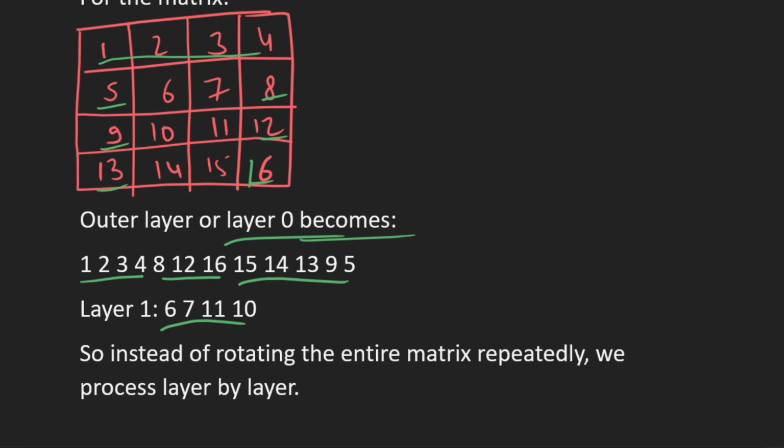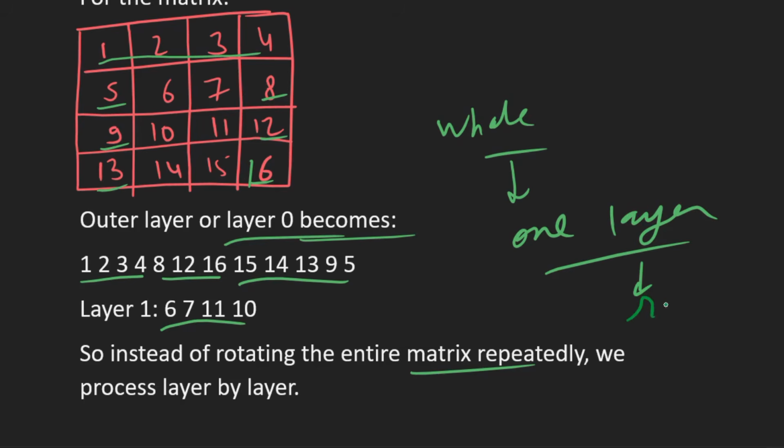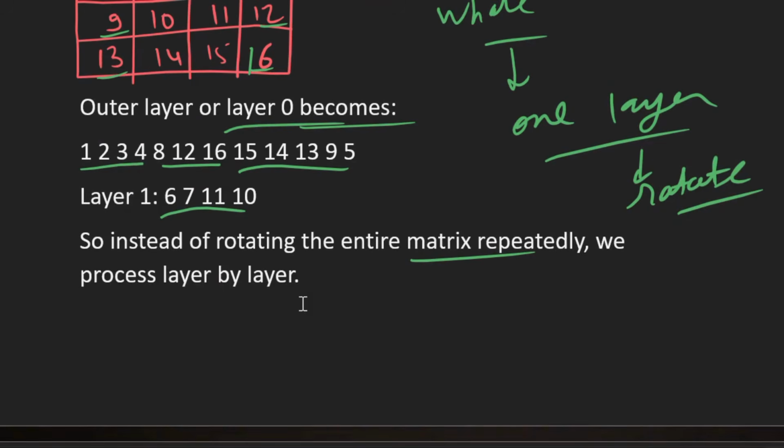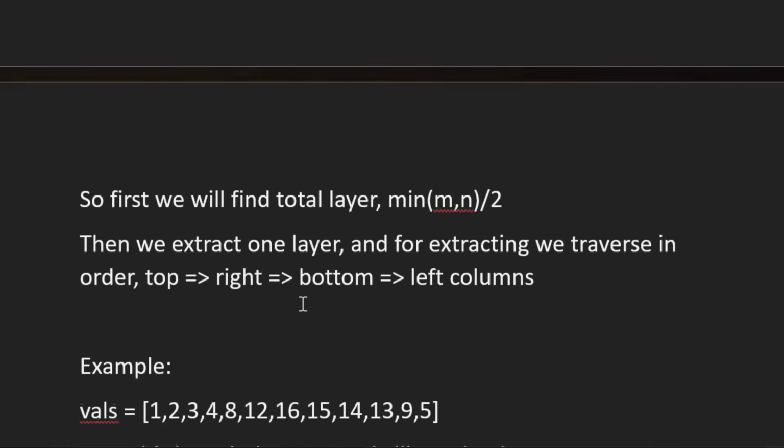So now what we do is, instead of rotating the whole matrix at once, we pick one layer and then rotate that layer, right? So we do the rotations layer by layer. Instead of rotating the matrix, we'll perform the rotations on the layers, and at the end when we perform the rotations on all the layers, that is basically rotating the entire matrix. So this is one observation.